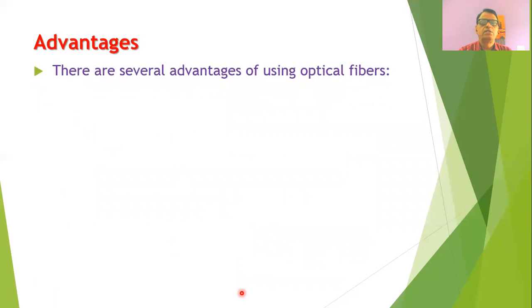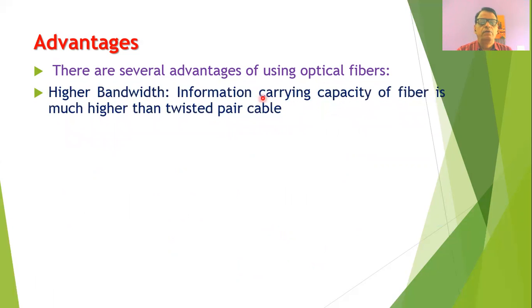There are several advantages of using the optical fiber over the twisted pair cable. The first advantage is that whenever we make use of the optical fiber cable in any communication system, we will get higher bandwidth. That is, the information carrying capacity of the communication system can be enhanced. So when we have higher bandwidth, it means that we can have more channels, and therefore modern telecommunication companies always prefer to make use of optical fiber cables.